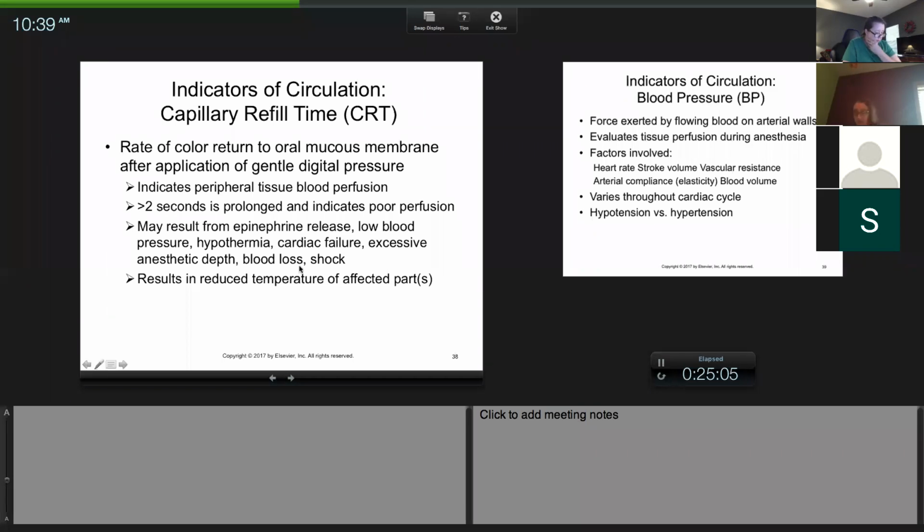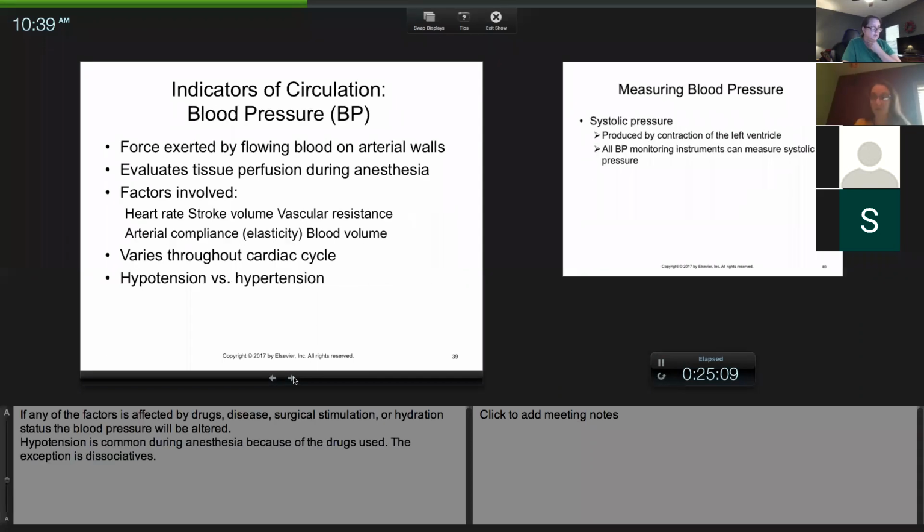Okay, this is what I'm telling you. What does blood pressure measure? This is basically the force of blood exerted on the arterial walls, particularly coming from the left side of the heart. Okay, because there's arterial blood flow in the lungs too, but we're primarily measuring systemic circulation.